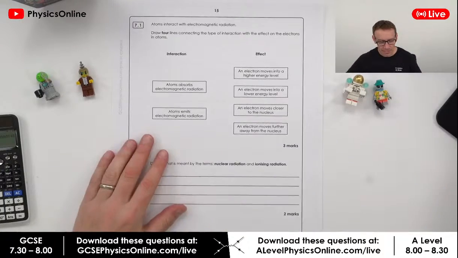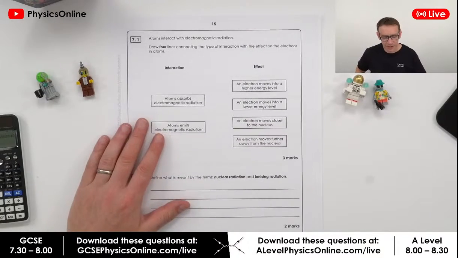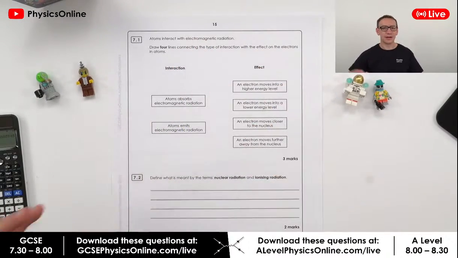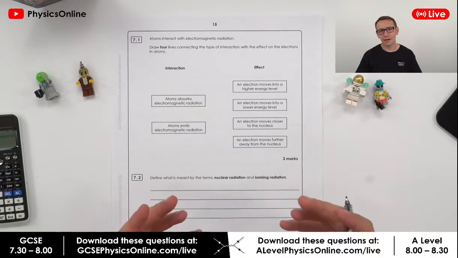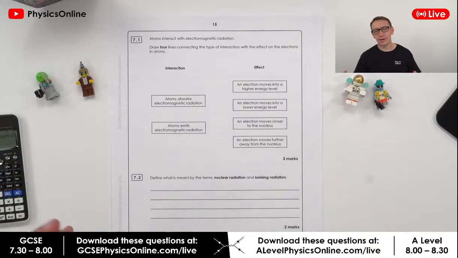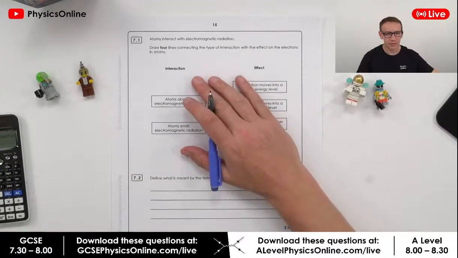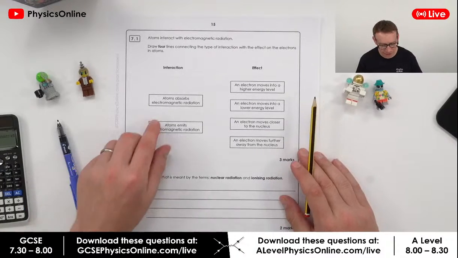Okay, so we need to draw 4 lines connecting the type of interaction with the effect on the electrons in atoms. This is because atoms interact with electromagnetic radiation. They can either absorb things like infrared, light and ultraviolet, or they can also emit it as electrons go from one energy level to another. I would say with something like this where you've got to draw lines, always do it in pencil first in case you make a mistake.